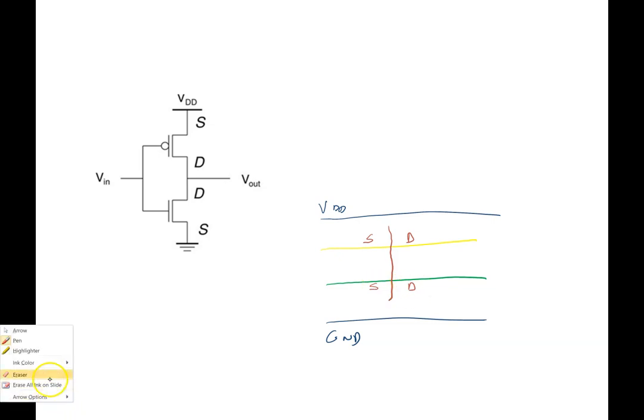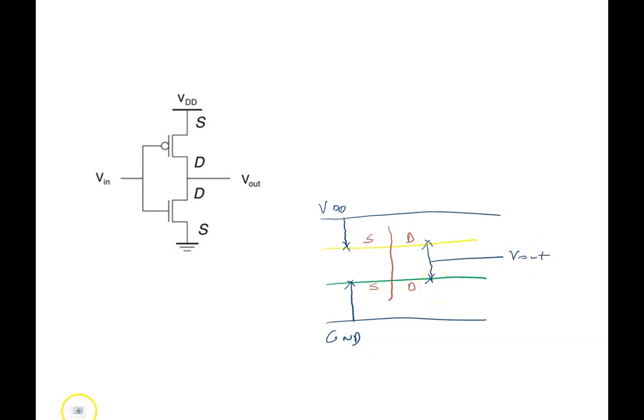Then I need to use the X to connect to VDD and ground. And then this one goes to the ground. Finally, I'm forming the output, so I just have this X and then call this the V out. So this is the simple inverter.